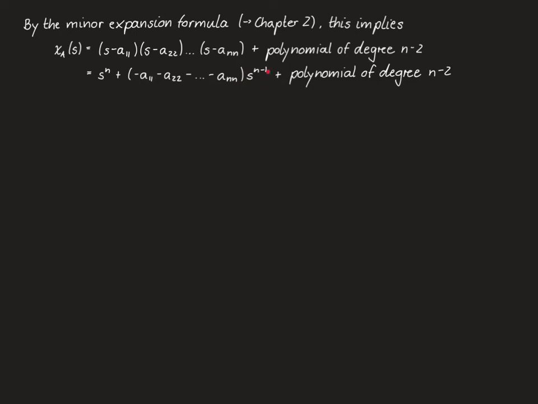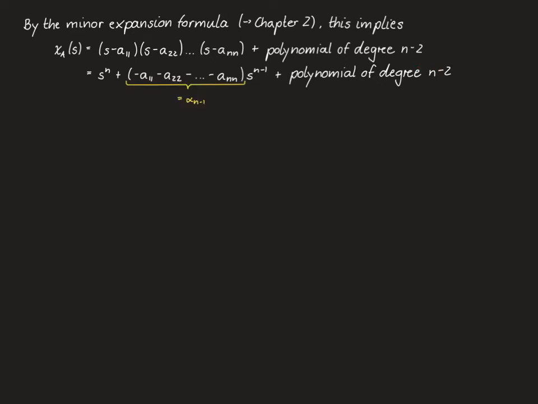And for S^(n-1), we're choosing once, for instance, minus a11, and then S in all the others. And in a similar way, we choose S for the first one, then minus a22, and then S in all the others, and so on. So we get this expression here for the coefficient of S^(n-1). And again, we don't care about all the terms that result from this factorization and which have a power of S to the n-2 or below, and we just mix them into the residual polynomial of degree n-2 at the end of this sum here.